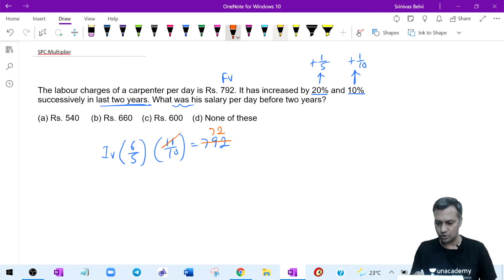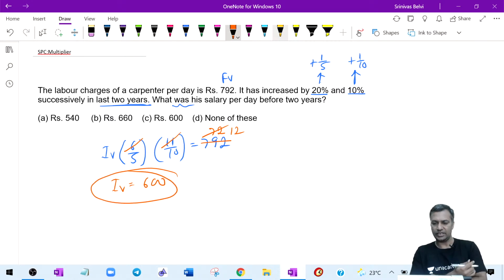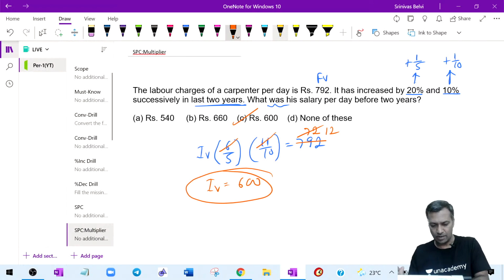11 7 times and 2 times and then 6 12 times. Right, 6 12 times. Fair enough. Therefore, you will say that the initial value is nothing but 600, which is your answer. Pretty simple question. Now here comes the CAT question.